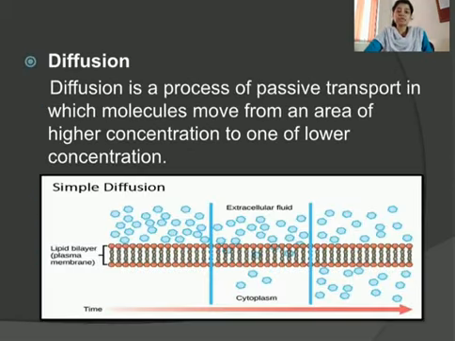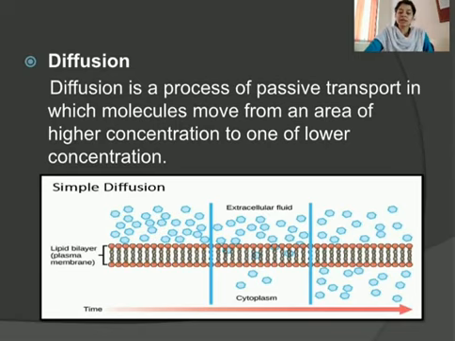Now, diffusion is the first category of passive transport. Passive transport mainly occurs when the substance can cross the semi-permeable plasma membrane without the use of any energy, right? The substance basically moves from a high concentration area to a low concentration area. Passive transport is mainly termed a downhill process. Downhill process means substances are moving from high concentration to low concentration without using energy, right?